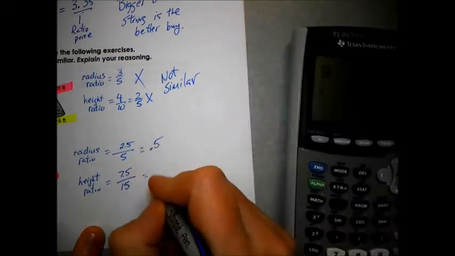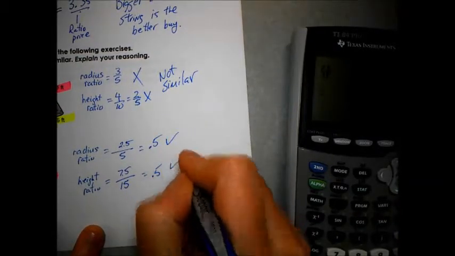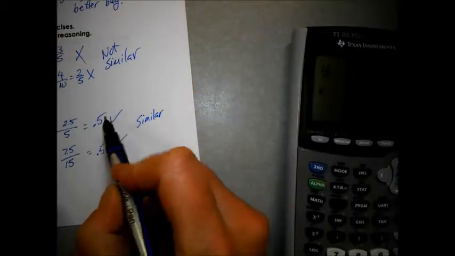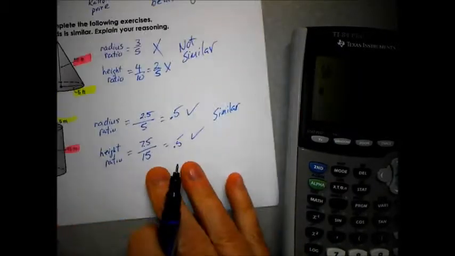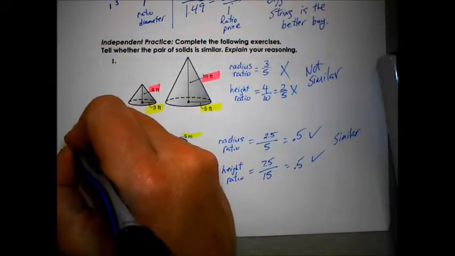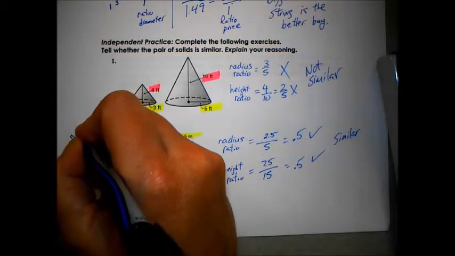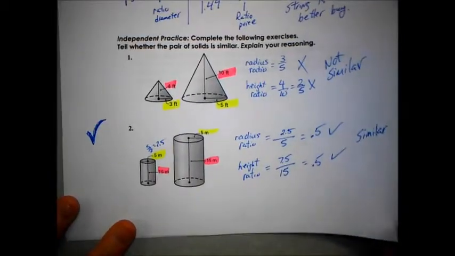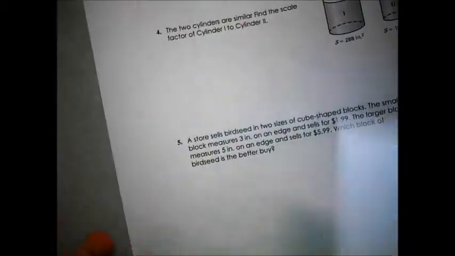I get 0.5. So these both equal each other, therefore these guys are similar because their ratios are the same. Okay, if you got these two correct, give yourself a check mark. And then we'll go on to the next page. Hopefully you've already worked them.